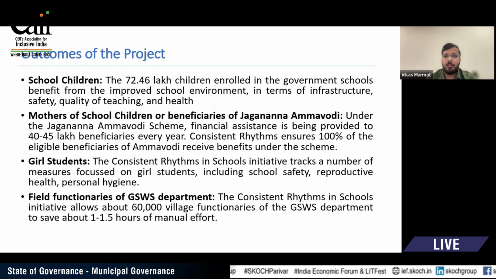So this was the outcome. 72.46 lakh people benefited from this overall activity. Then mothers and girls had more safety, and they were more focused on personal hygiene and everything. That also helped. And the field functionaries of the GSWS department also saved their inspection time. Earlier they used to take 2-3 hours. It reduced to just 14-15 minutes. Next, Suman.